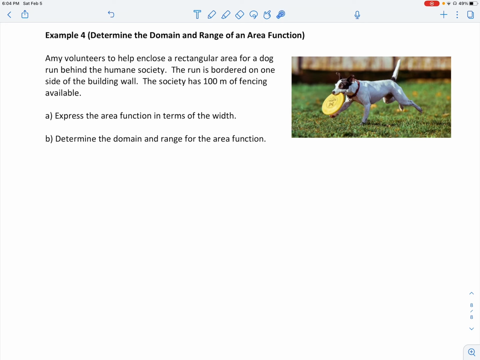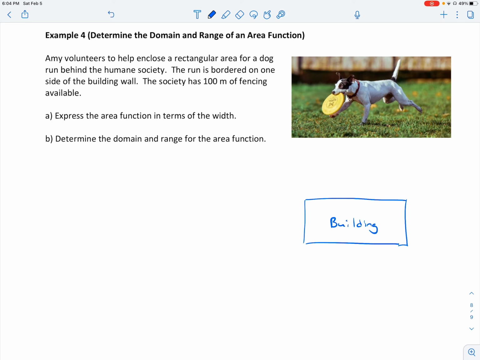So in this question, it says Amy volunteers to help enclose a rectangular area for a dog run behind the Humane Society. The run is bordered on one side of the building. The society has 100 meters of fencing available. Let's just draw a quick picture of this. So there's the Humane Society. Okay, this is the top view of this building.